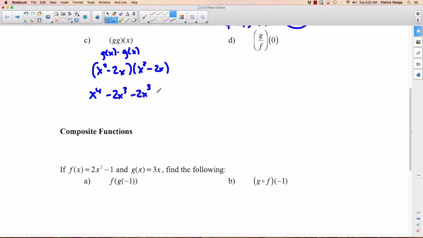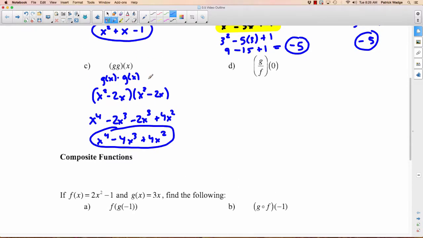Negative 2x times negative 2x is positive 4x squared. Combine the middle two terms, and you are done. You could factor out an x squared here, but I think for the purpose of this question, we're done.